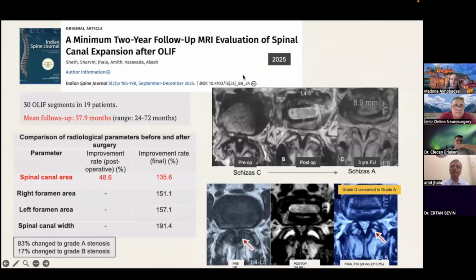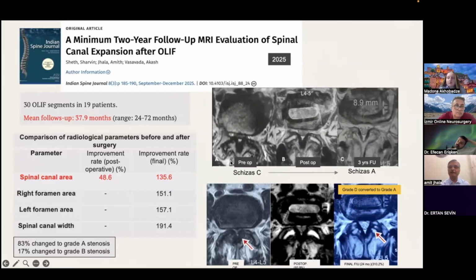This is also our publication, which was published in 2025. And you can see a canal expansion. So that was a pre-op, that is immediate post-op, and that is 3 years follow-up. And you can see the whole indirect decompression works. You can see a complete canal opening in 3 years follow-up.